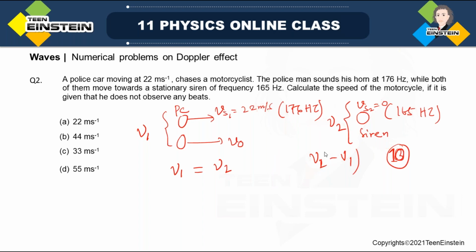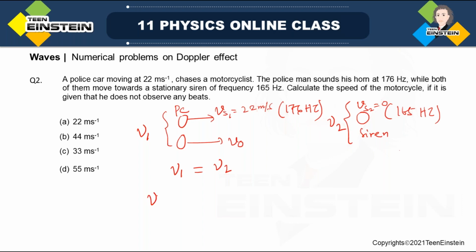Anyway, our primary problem here is to find out the apparent frequency of the sound observed by the motorcyclist when the horn of the police car was blown. So in that case, see, both of them are moving in the same direction. So in this case, both source and observer move.